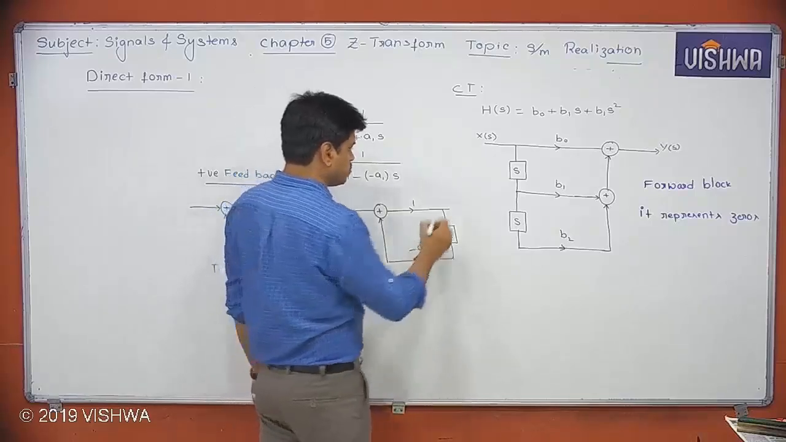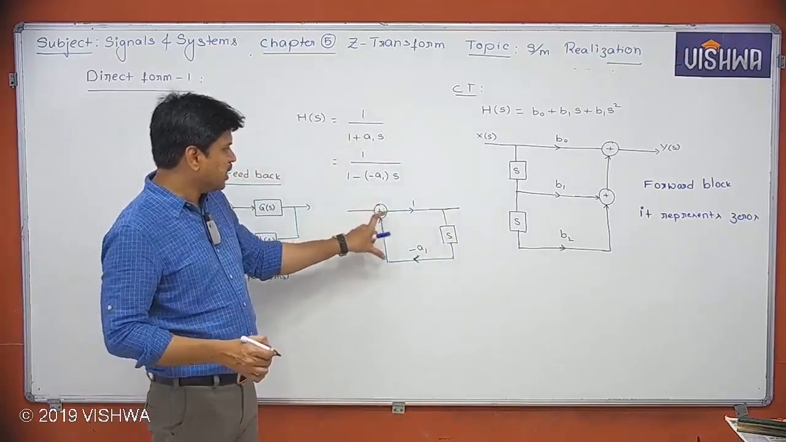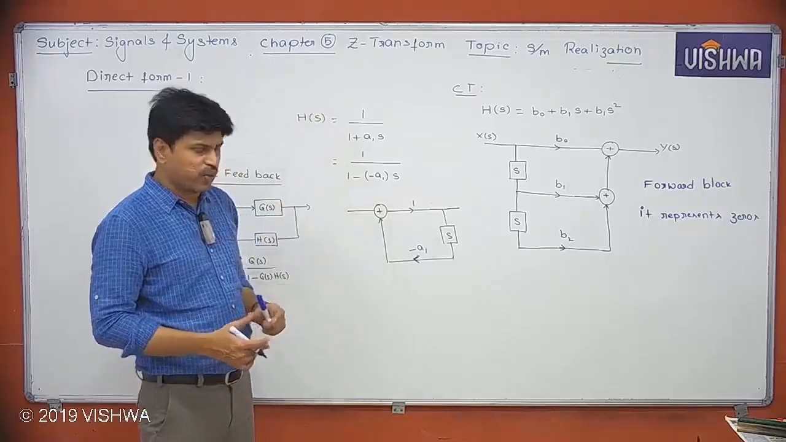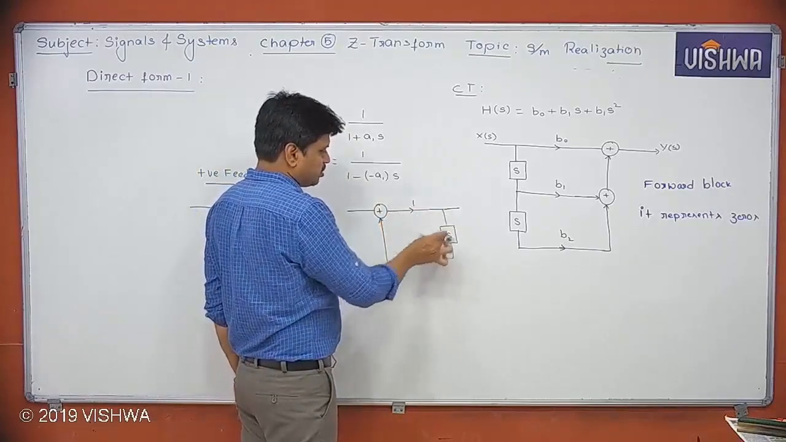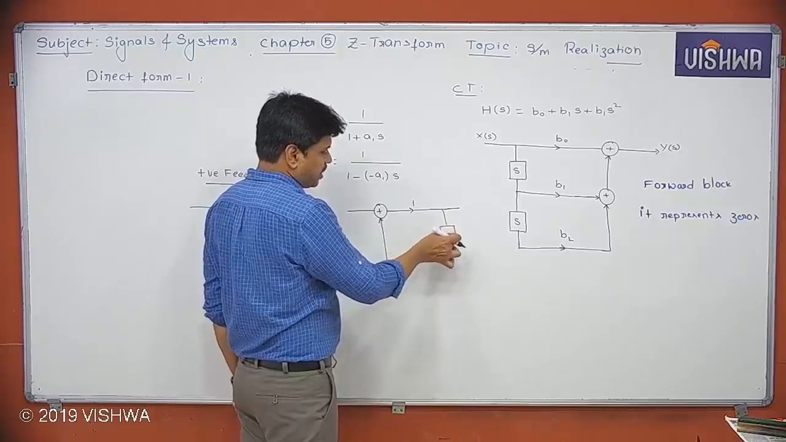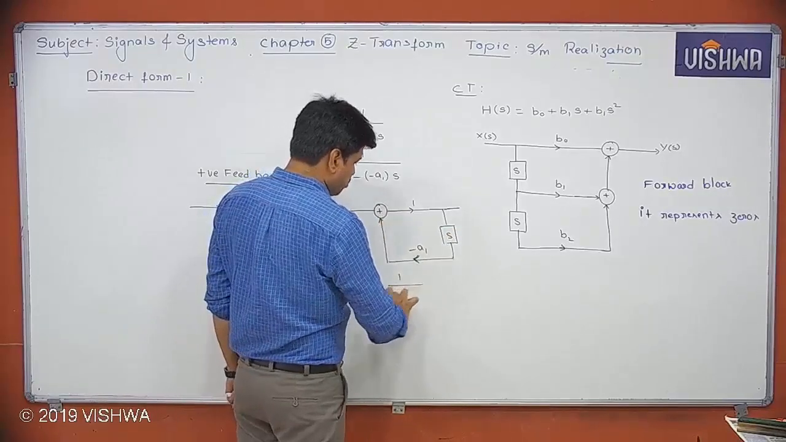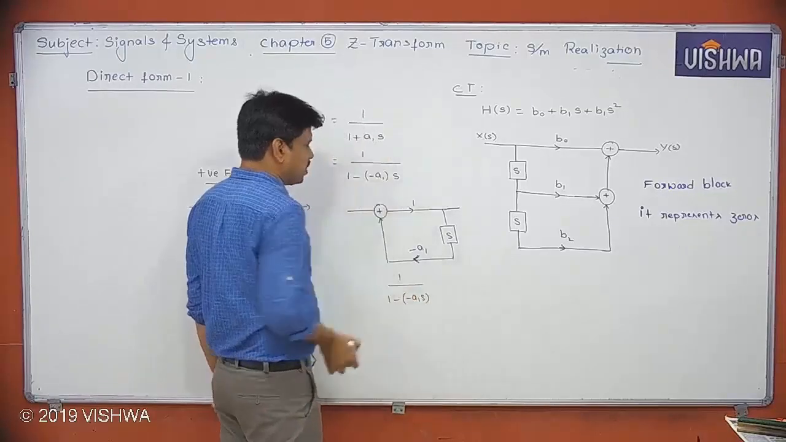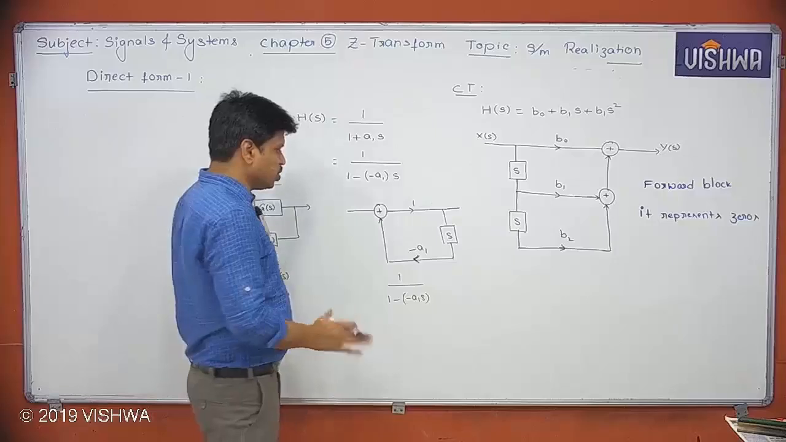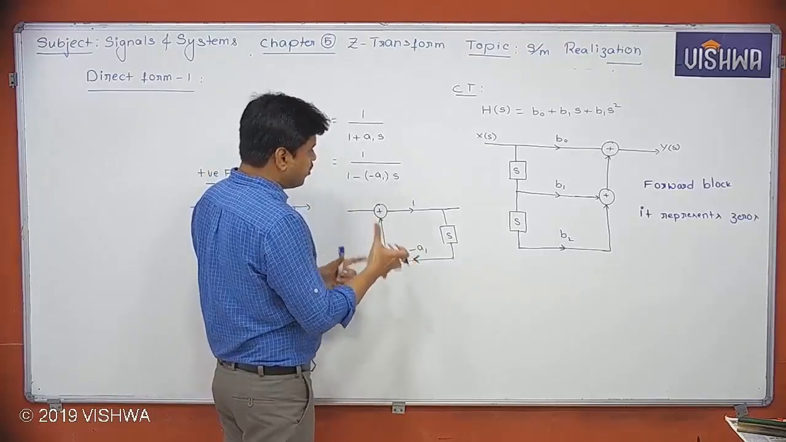This block indicates this transfer function. Why? See this, 1. What is the transfer function of this path? This is nothing but minus a1s. And it is a positive feedback. So it is going to be 1 minus of minus a1s, which is going to give you this one, or not? Yes, definitely it is going to. So in short, this block is called the feedback block.